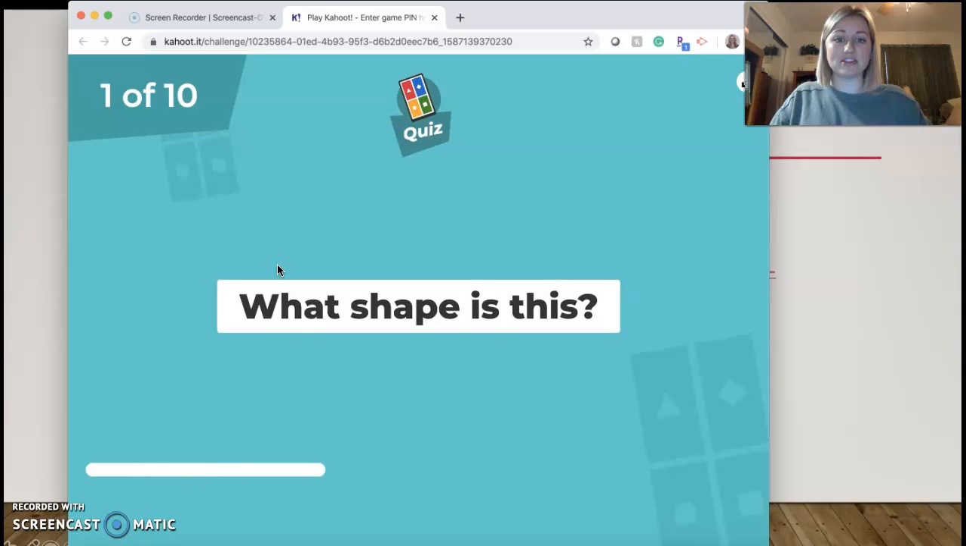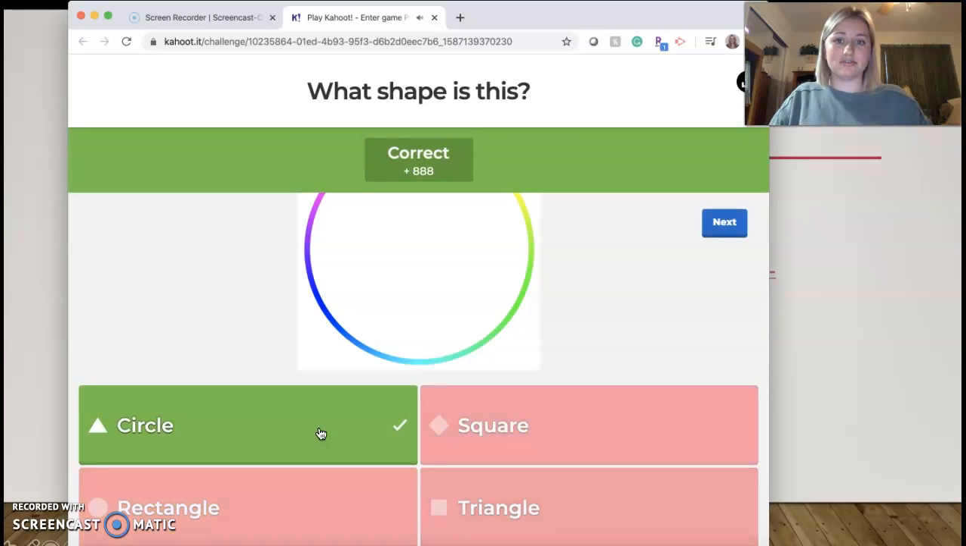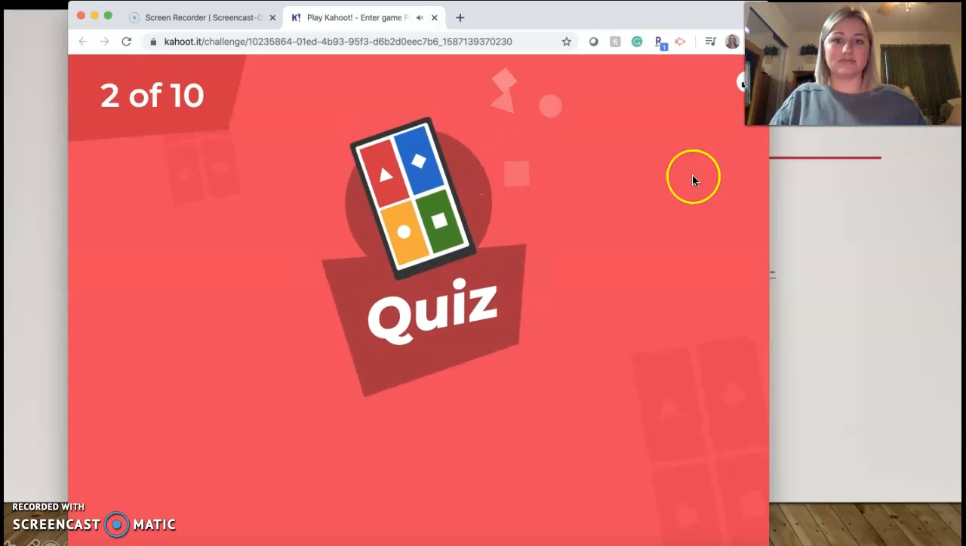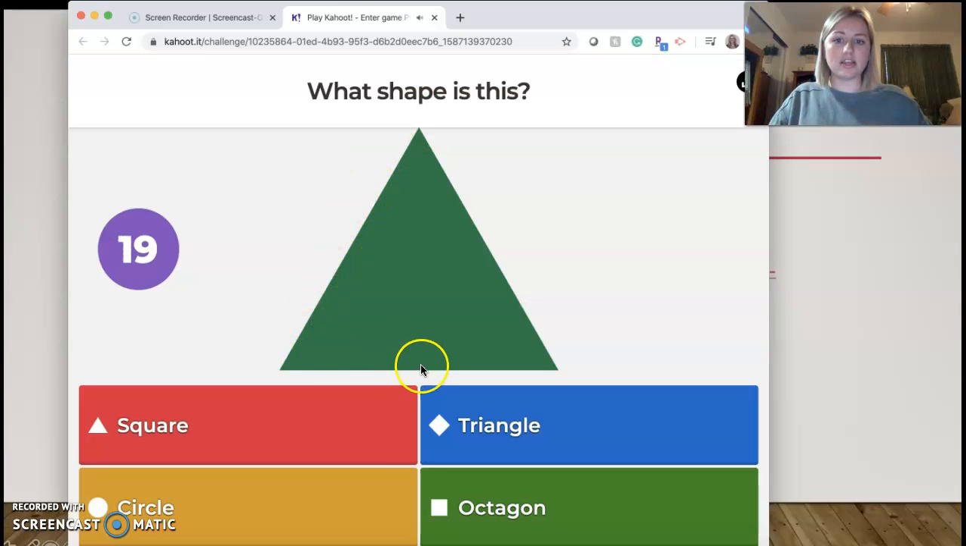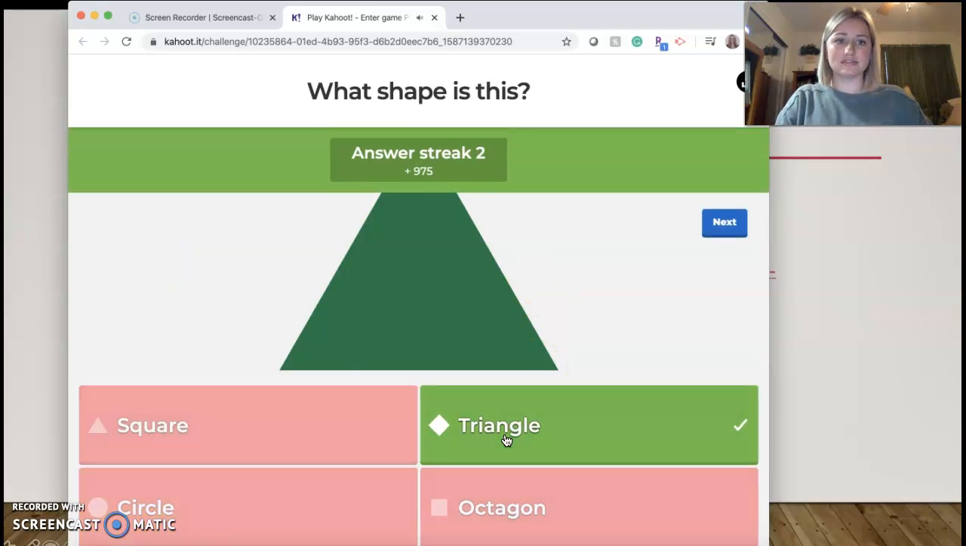So here's my quiz. What shape is this? I think it has only one side. Awesome. Next question. What shape is this? That is a triangle. Okay.